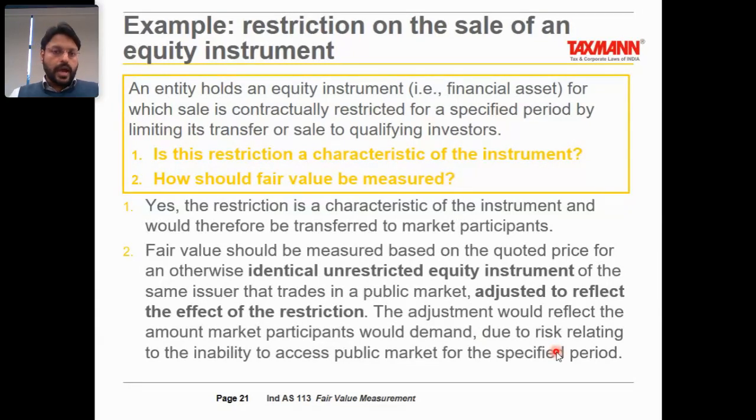Suppose I am holding shares of a particular company which I got allotted through some special placement, and as per the shareholder agreement I have signed, I cannot sell these shares to particular qualifying investors. So this restriction is cast, say, for 2 years. So for the next 2 years, this restriction will continue to affect the fair value of these shares because they are not freely sellable in the market.